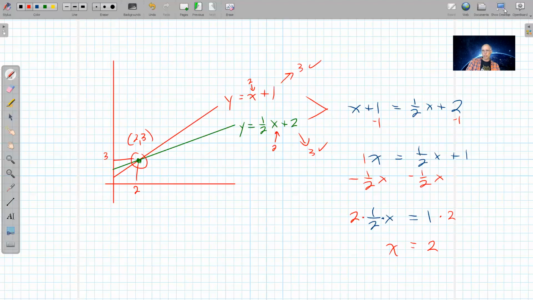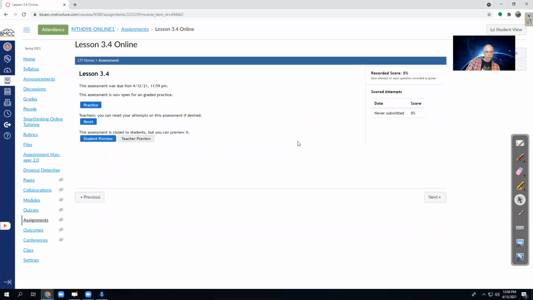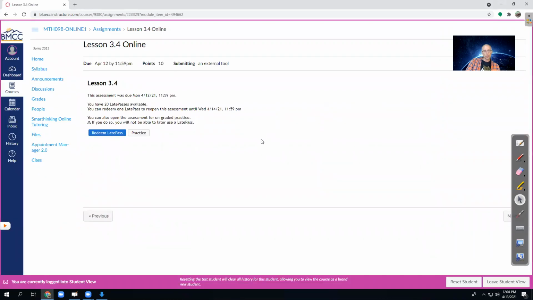One other thing, two other things I wanted to mention. When you're working on your homework assignments, if you open it up and it's after the due date, oops, I should get in the student mode here, you'll receive a couple of options that you didn't see before. One is redeem a late pass. A late pass lets you work on it and improve your grade. The other is practice. And if you look at the fine print here, it says practice is ungraded.